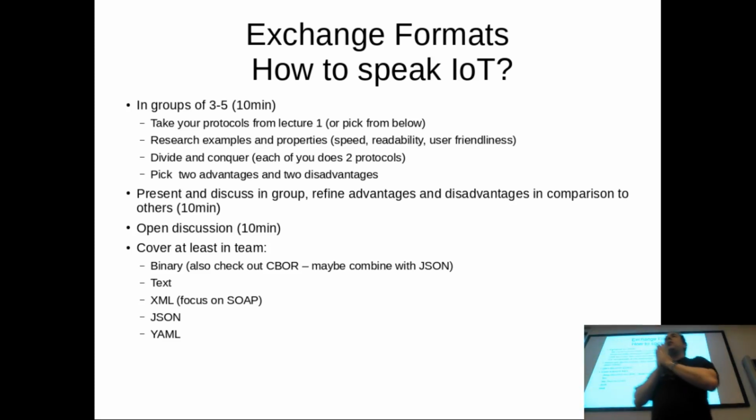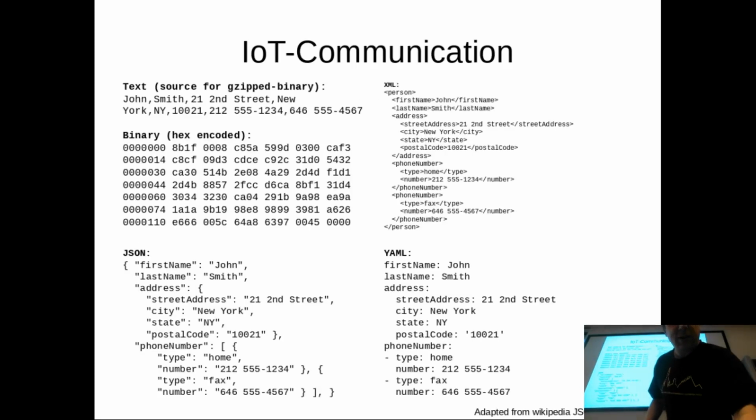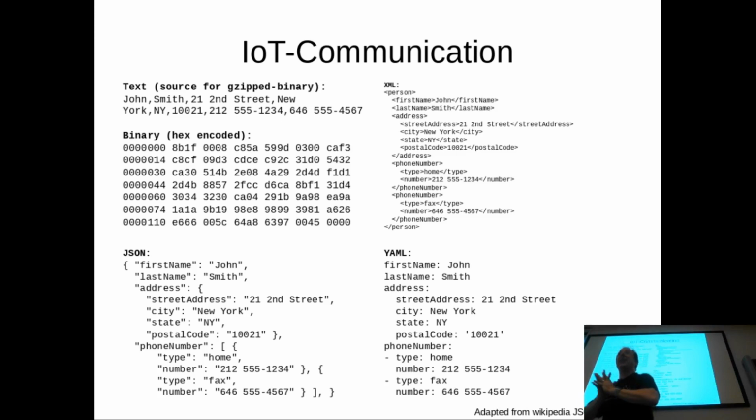Okay, let's switch to open discussion. I have prepared something as a backup for discussion. Did anybody study something other than the ones I gave you? Did somebody come up with a different encoding format used in the Internet of Things? Yeah, for instance, MQTT, Message Queue Telemetry Transport. You are ahead of your time, because there will be an exercise on MQTT in a bit.